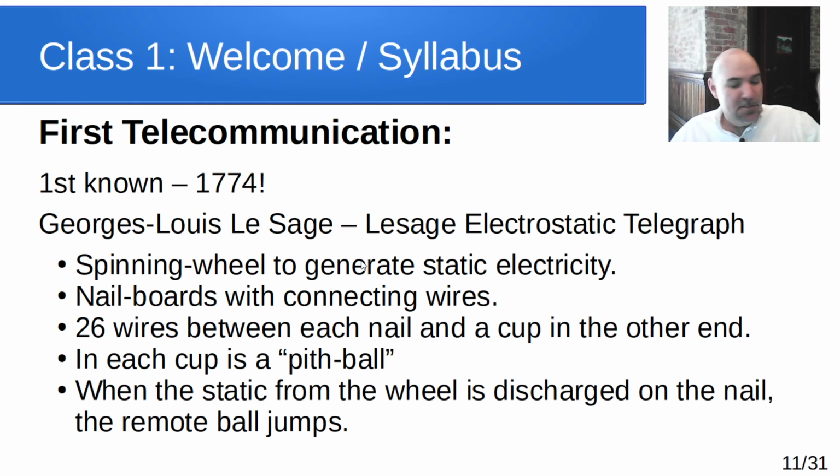The first telecommunication system was all the way back before the U.S. was a country. So 1774 is the first known one anyway. And that's a guy named George Louis Lesage. He created a thing called the Lesage Electrostatic Telegraph. Essentially it worked like this. It had a spinning wheel, which was actually a spinning wheel to turn wool into thread, the exact same contraption. And he used that to generate static electricity. In other words, just like when you rub your feet on the carpet and it builds up a charge, or you rub a balloon on your head, although I guess I can't do that anymore.